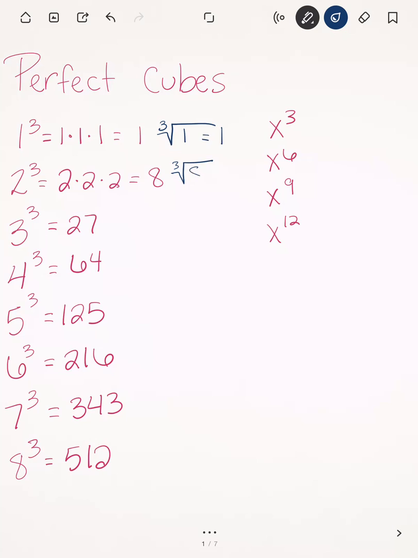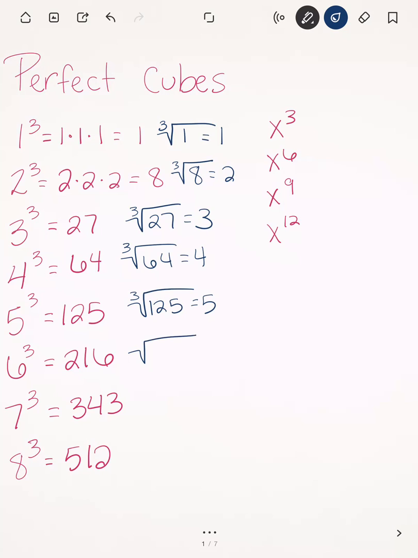The cube root of 8 equals 2. The cube root of 27 equals 3. The cube root of 64 is 4. The cube root of 125 equals 5. The cube root of 216 is 6. The cube root of 343 is 7. And the cube root of 512 equals 8.